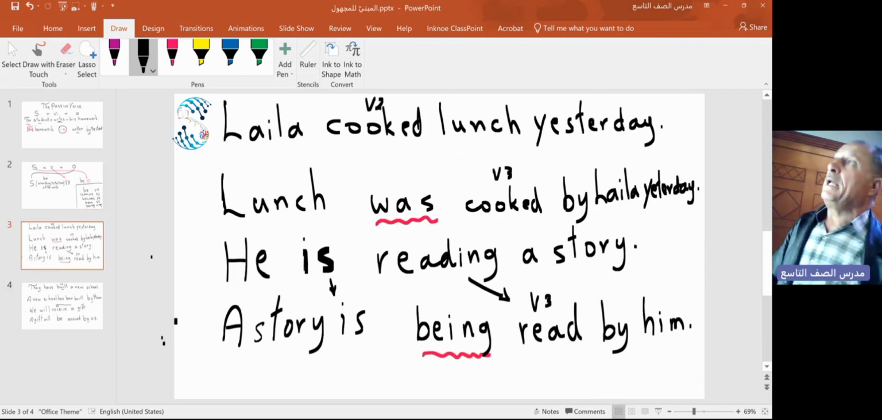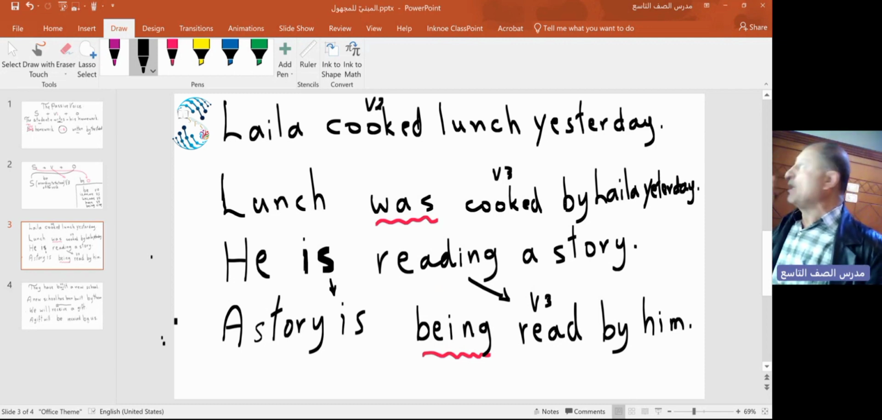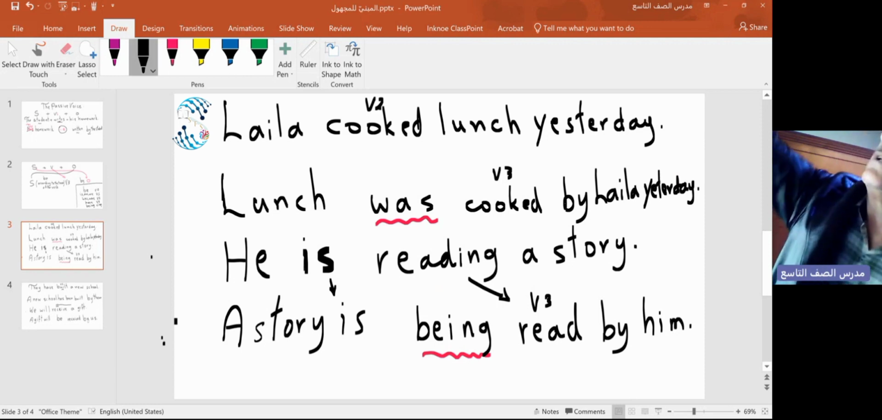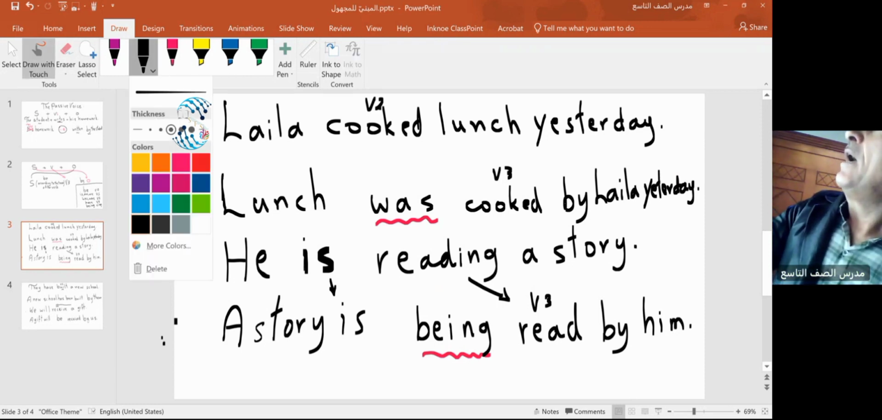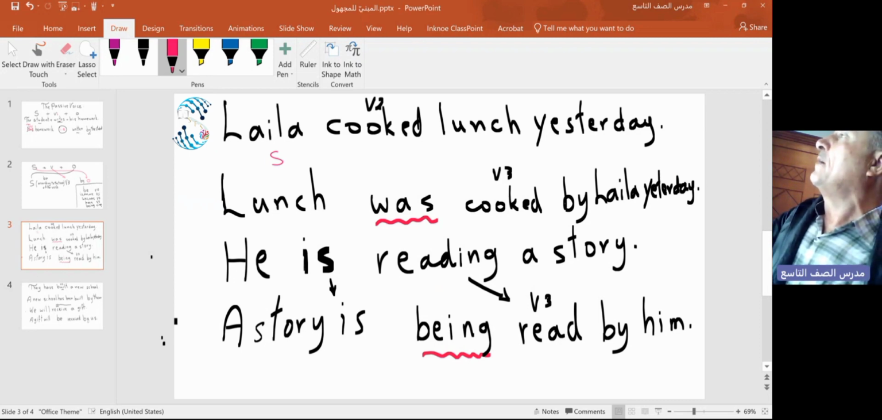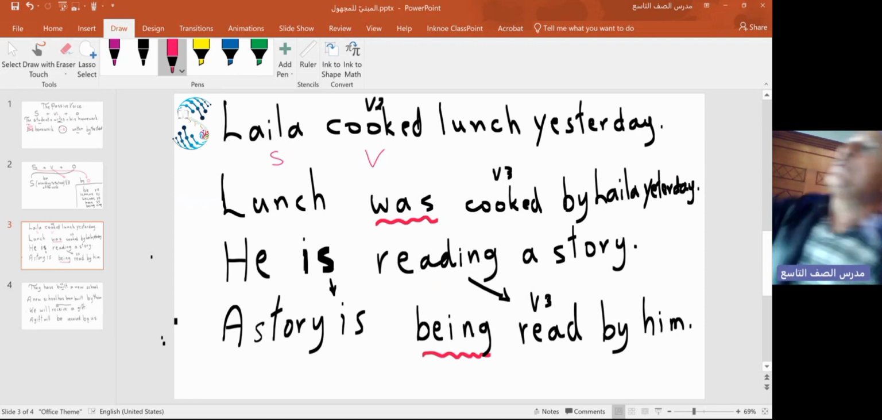Okay, let's have an example. Layla cooked lunch yesterday. Layla is the subject. Cooked is the verb in the form verb 2. Lunch is the object and yesterday is another word we don't need to change.